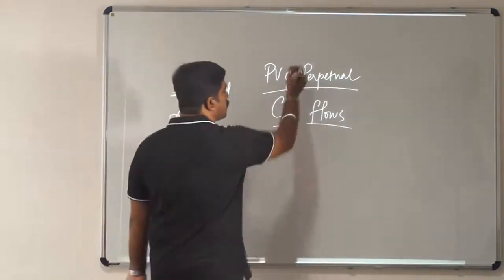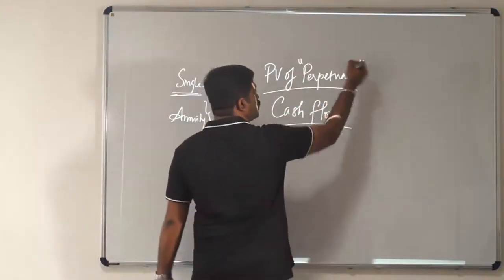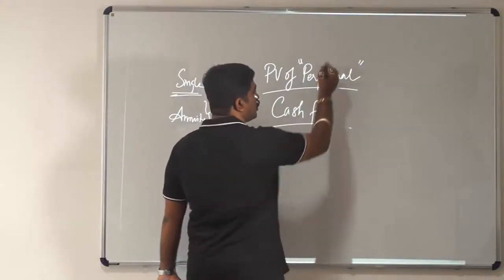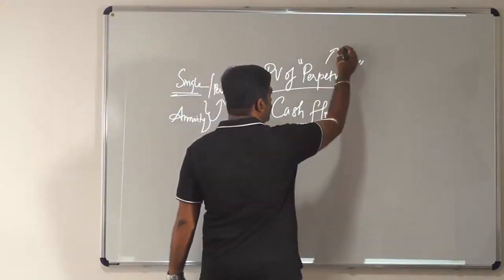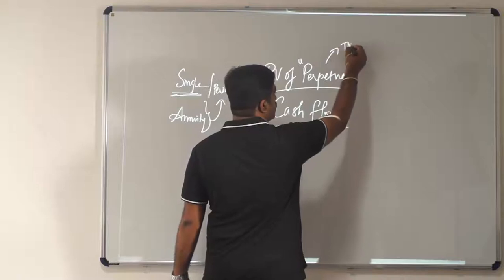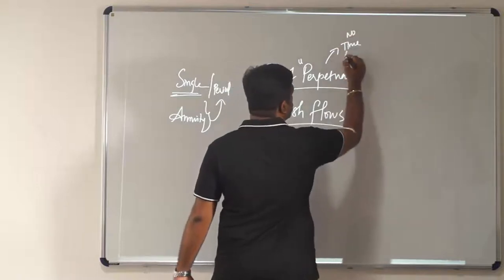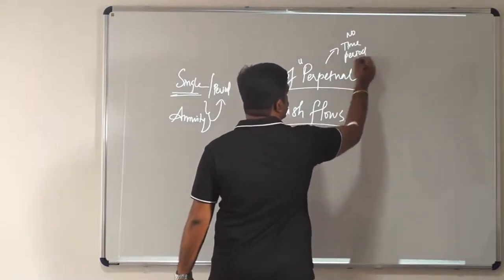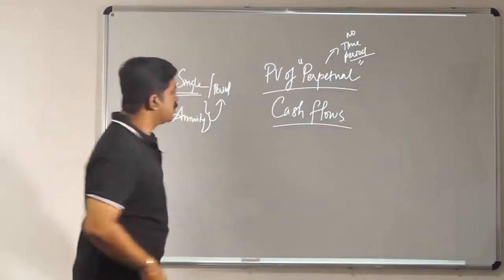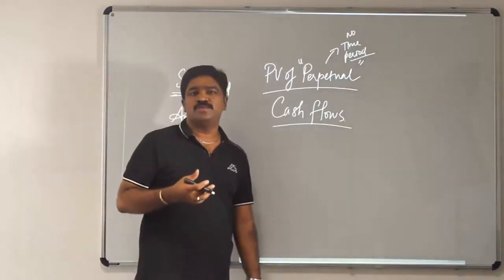But what is this perpetual? Perpetual means you don't have a period. That's it. You are going to get it indefinitely. There is no time period. It means you are going to get this endlessly. Then in such a case, how do you find out the present value?